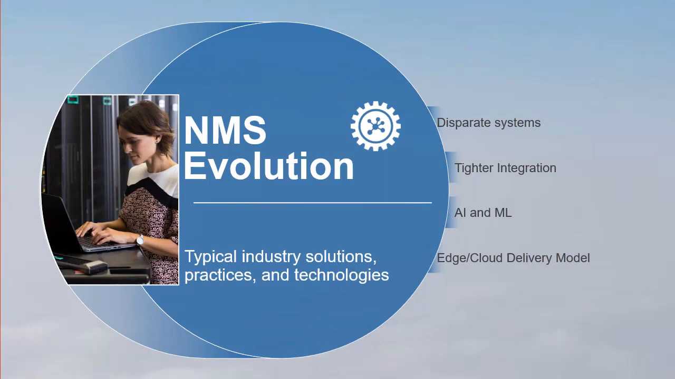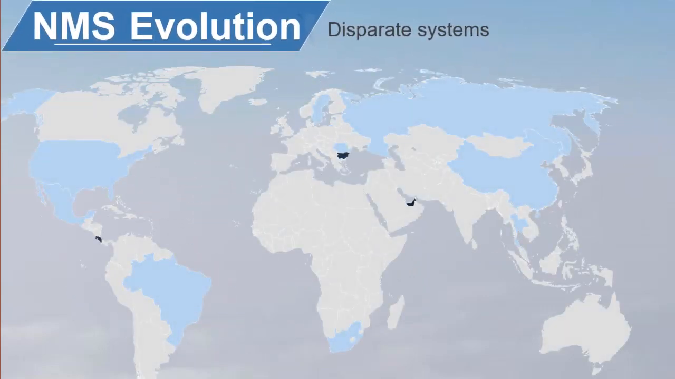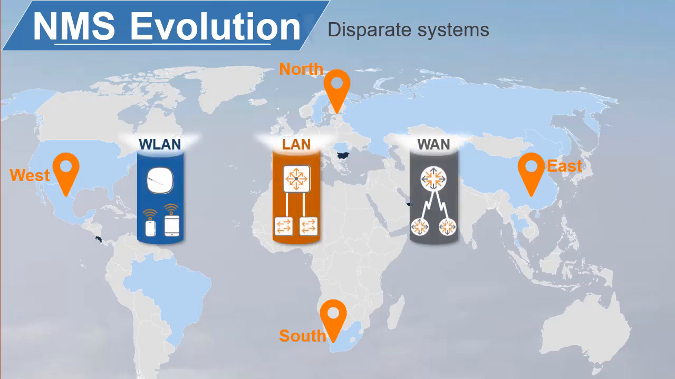I want to talk about typical industry solutions, best practices, and technologies, starting with issues related to disparate systems. In the first video of this series, I talked about classic network management systems, or NMS challenges. Separate systems in different regions of your deployment make it difficult to see national or international patterns and trends. Then you have these separate silos based on technology: WLAN, LAN, and WAN connectivity to remote offices and services.